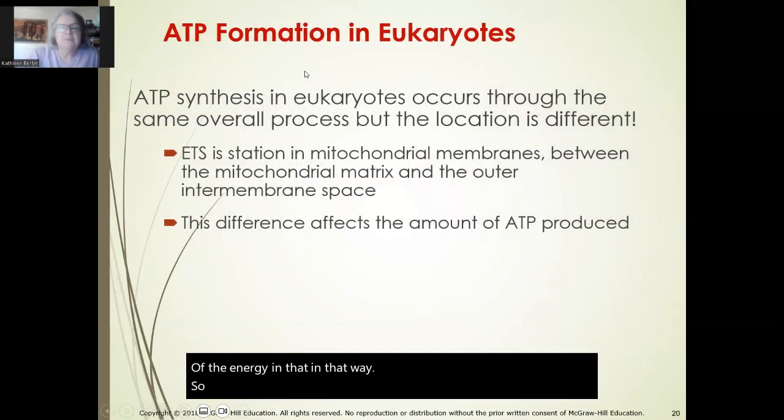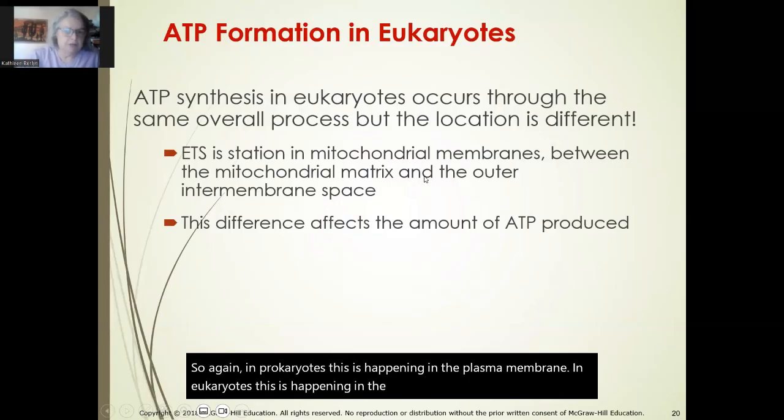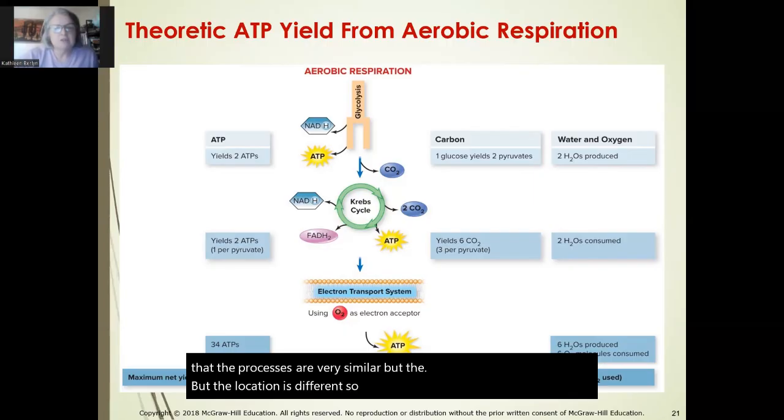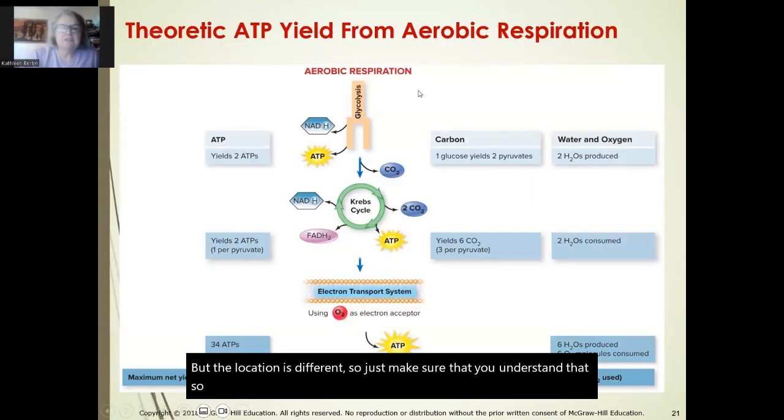So again, in prokaryotes, this is happening in the plasma membrane. In eukaryotes, this is happening in the mitochondria. So just keep in mind that the processes are very similar, but the location is different. So just make sure that you understand that. So here's the theoretical yield from aerobic respiration.